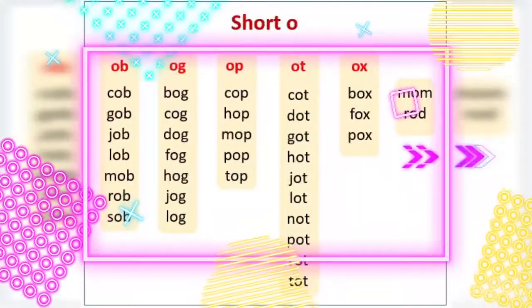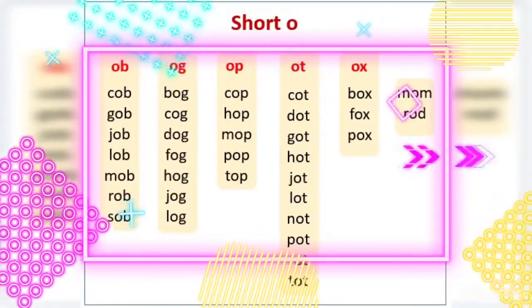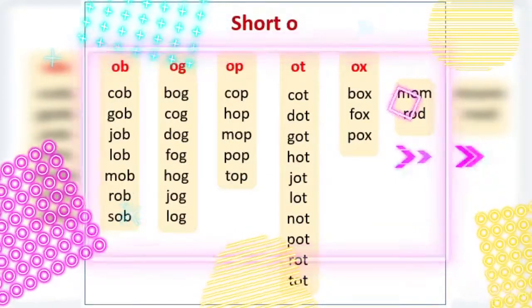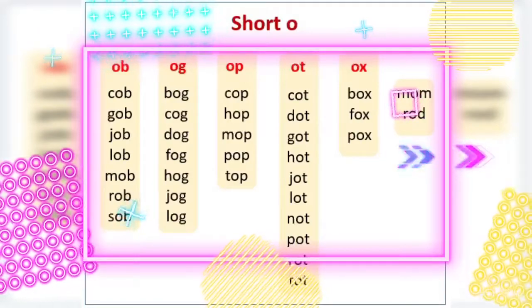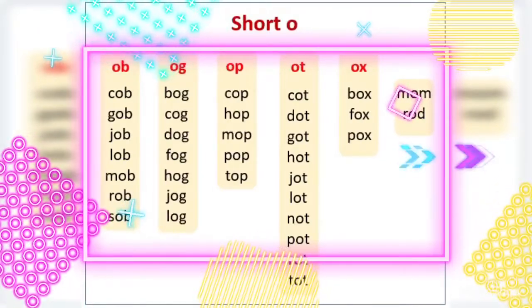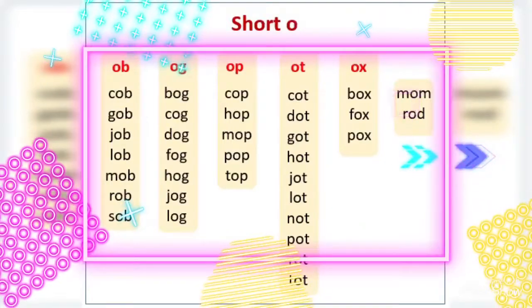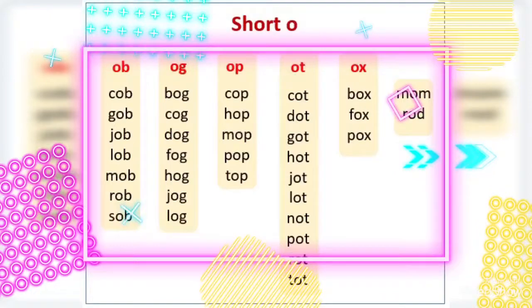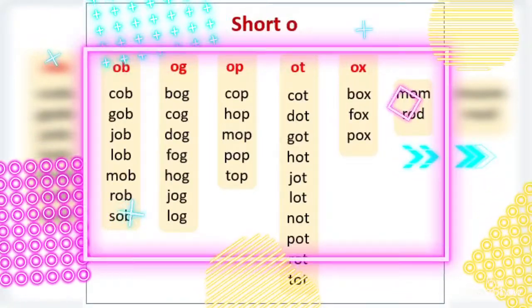Short vowel O, sound O, like dog. D, O, G. Family word for the short vowel O: ob, og, od, ox. Look at box and fox. It's the same short vowel and the same ending sound and the same letter.